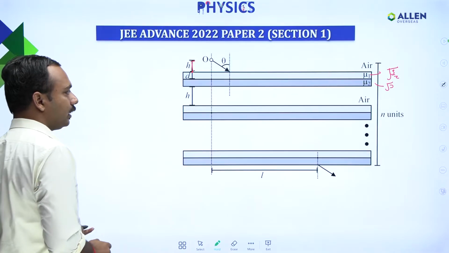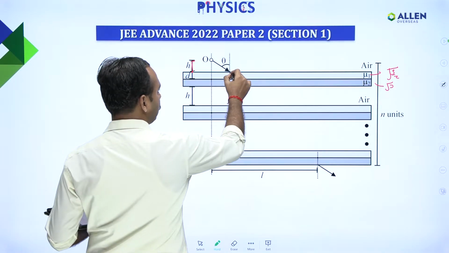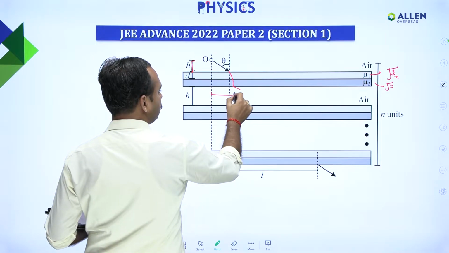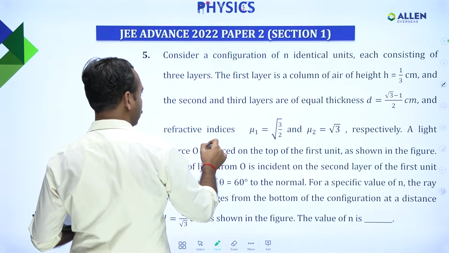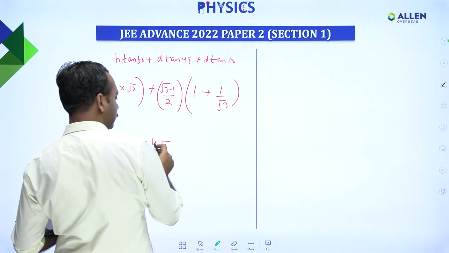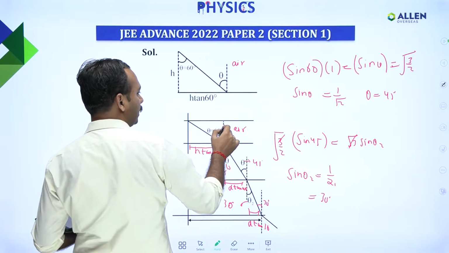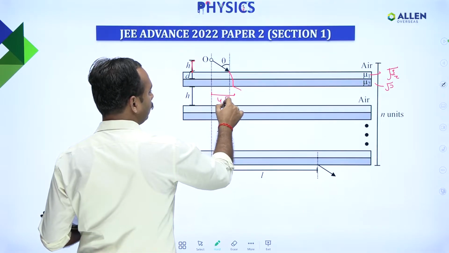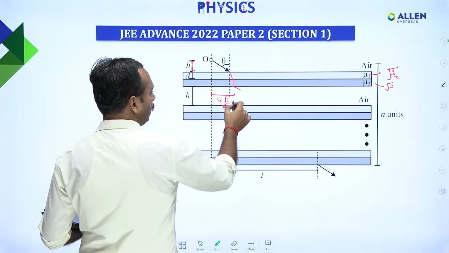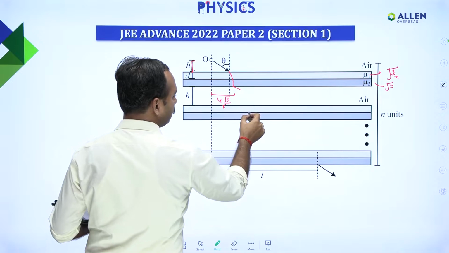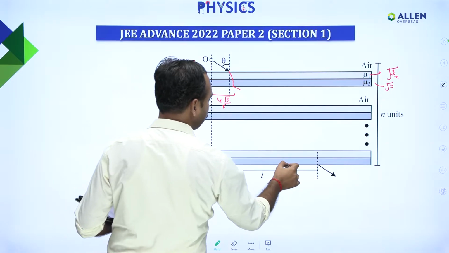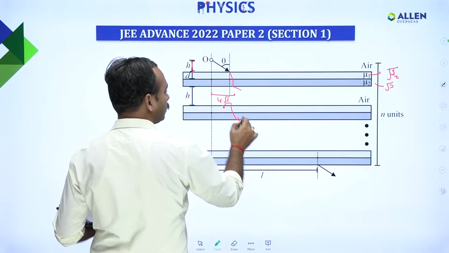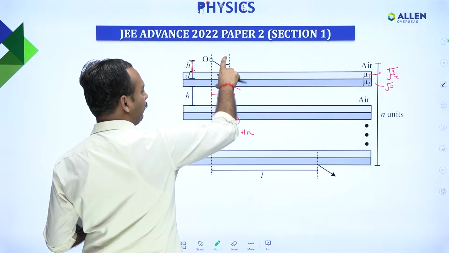Okay, let's see the diagram again. So when it is going in and coming out, this much length is 4 root 3 by 6. That's what I have calculated, 4 root 3 by 6. Can you see? So first section is giving you 4 root 3 by 6 value. Then again going into air, first element, second element, air, first element, second element. So let's say this is getting repeated n times. So only first section of air and 2 slabs is giving me this much.